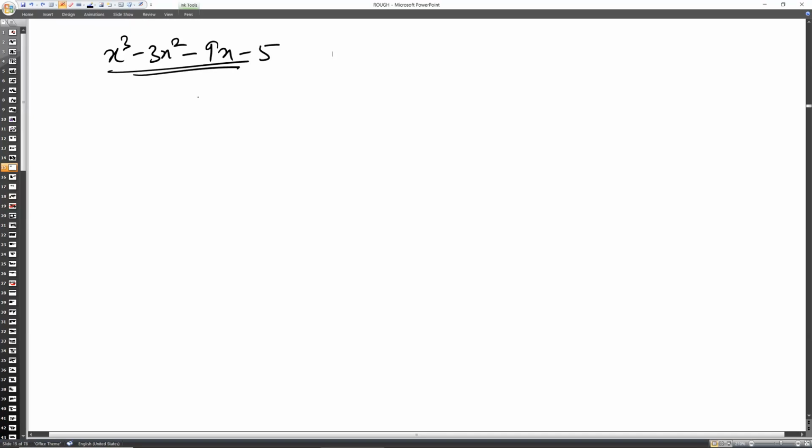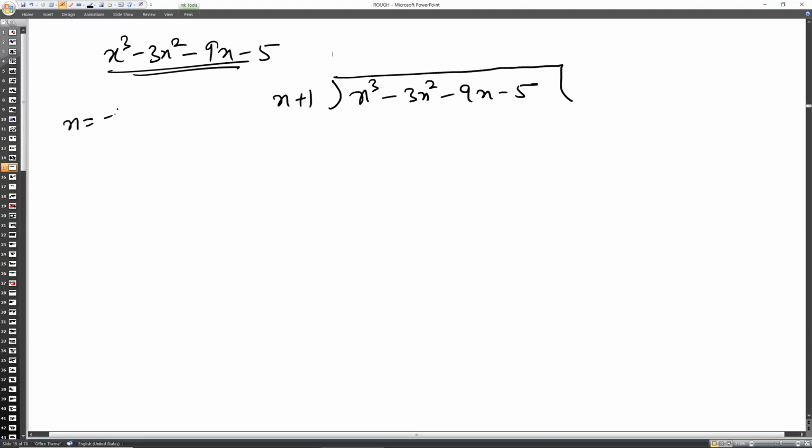Since I'm saying that it is a factor, you have to divide x cube minus 3x square, then minus 9x, then minus 5, by x plus 1, because x equals minus 1 gives 0 in this equation. So x plus 1 becomes a factor of this one. Factor means that if you divide this polynomial by it, you will definitely get remainder exactly 0.